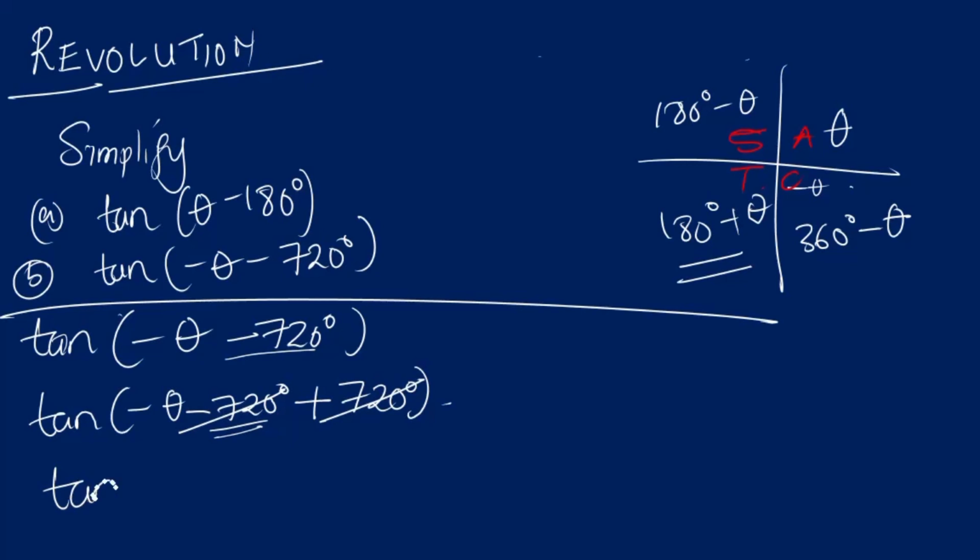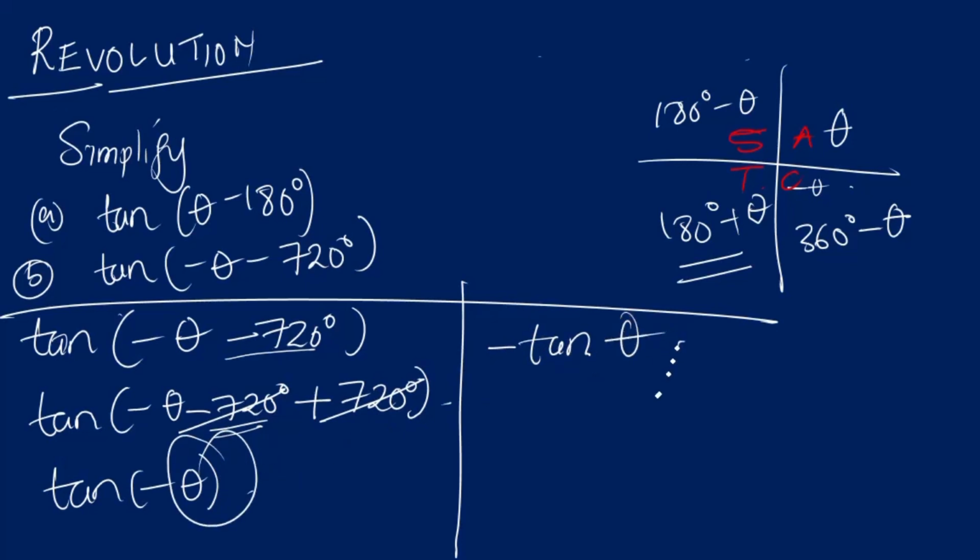So I'm left with the tangent of negative theta, right? Which quadrant is negative theta? It's this one, the fourth one. So now I'm saying that tangent is negative in the fourth quadrant, and then I put the angle there. Beautiful.